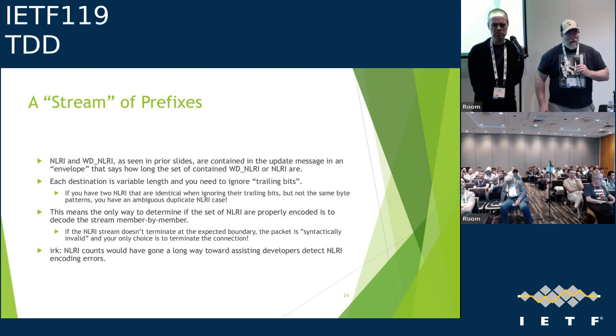The bigger problem is that when you have this stream of prefixes, the only way to tell if the thing is properly formed is to try to parse it. If you're lucky, you're going to end up at a proper byte boundary for the next envelope in the packet. The side effect of this is that if you have a malformed set of data inside of your NLRI, but it successfully decodes, the protocol looks like it's working, but you're sending around trash. And this is one of the things that makes bugs very hard to diagnose.